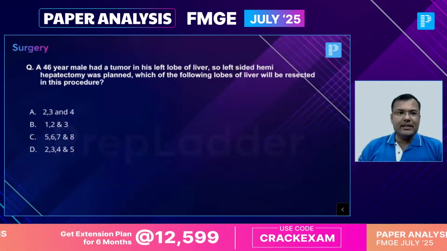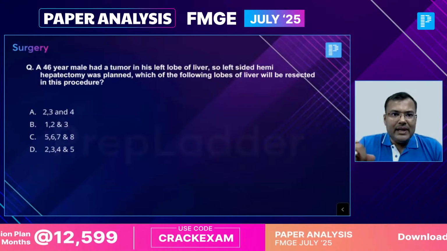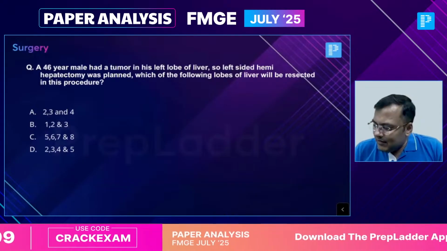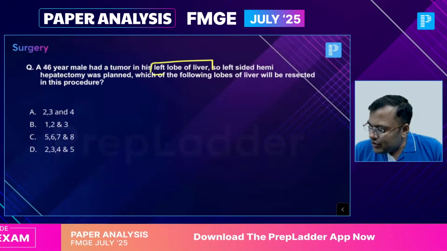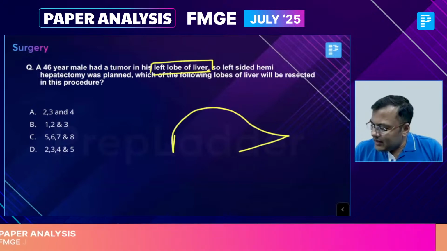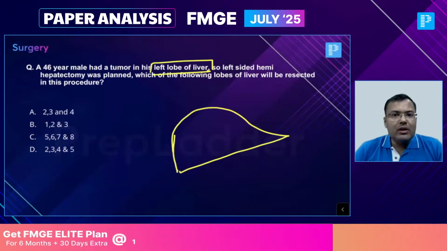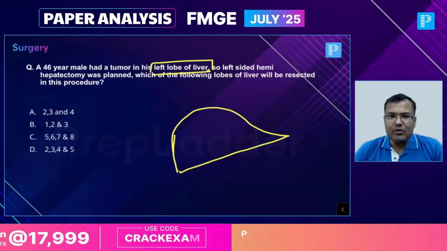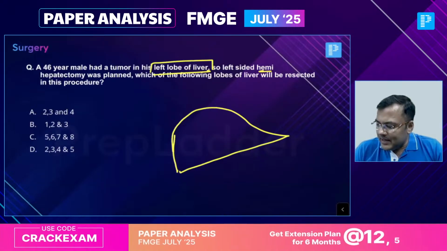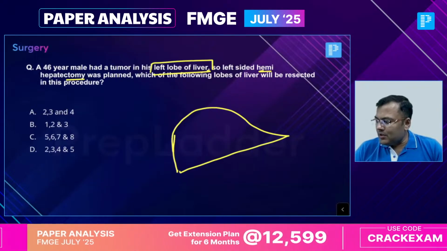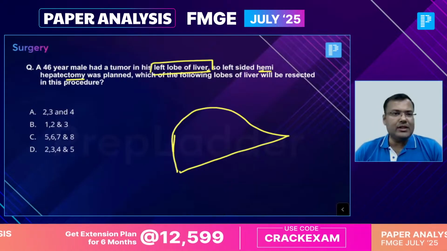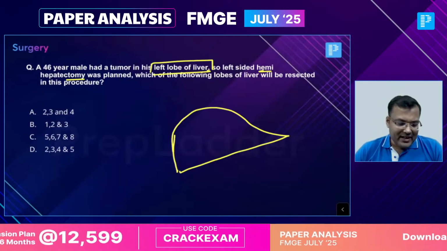Next question, you can see here. A 46 years old male had a tumor in the left lobe of the liver. You can see here, this is the liver, and in the left lobe there is a tumor. So left-sided hemihepatectomy was planned. Which of the following lobes of liver will be resected in this procedure? It's an easy question, guys. Tell me. Easiest question.